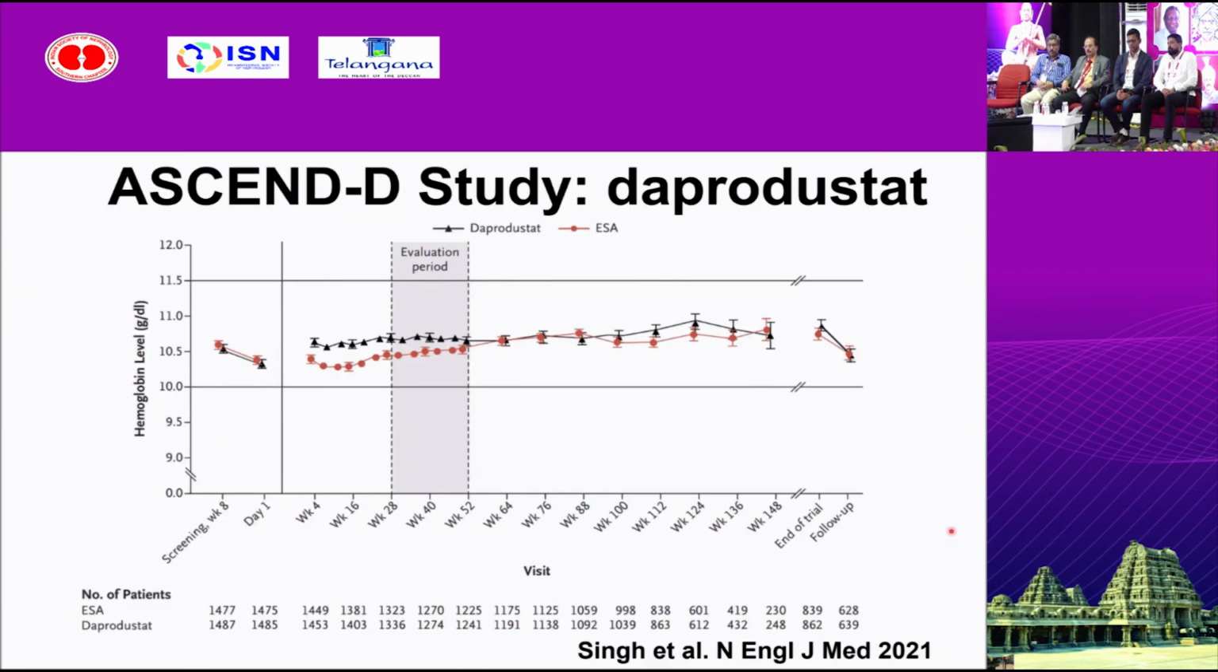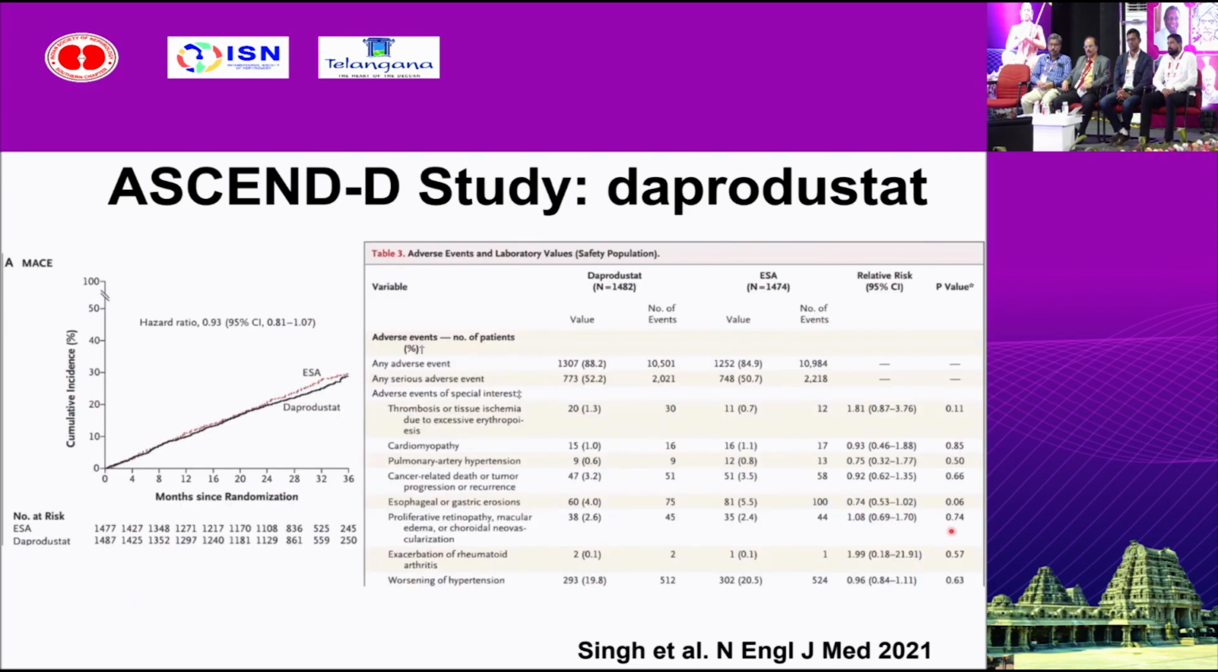This is the result of the ASCEND-D study of daprodustat. Once again, daprodustat showed effectiveness in the treatment of anemia in CKD. And the adverse events were not different between the group treated with daprodustat and the group treated with ESA.